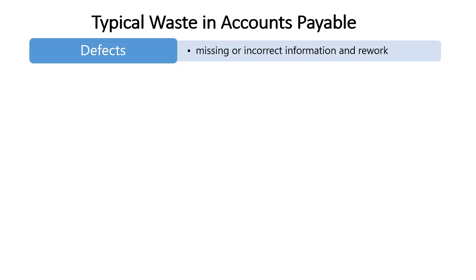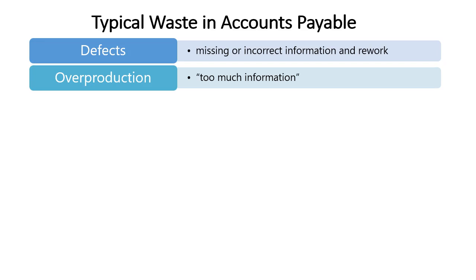The first is defects: missing or incorrect information which prevents accounts payable from processing an invoice or some request for payment. That defect also creates rework, in the fact that the defect must be fixed. I personally consider defects the number one waste in most accounts payable processes.